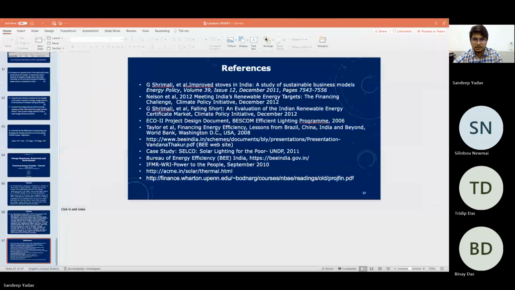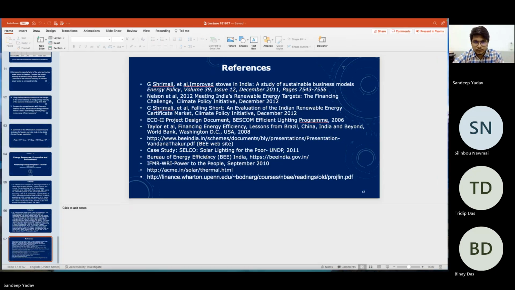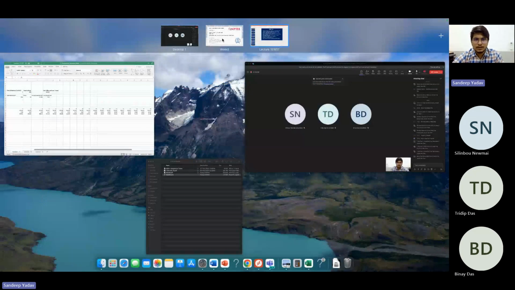If you want some more details, there's a report available by the BEE. If you see this reference, you can go through this link. This PPT is already shared. Then you will find all the details, such as when the project timeline started and other things related to this project. Okay, so move ahead.